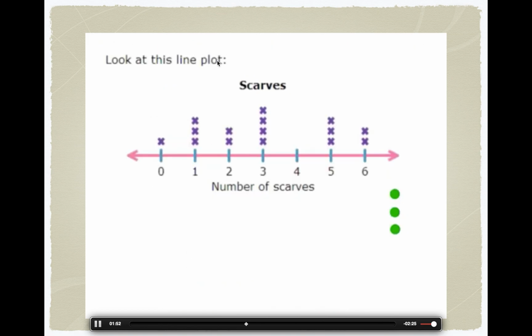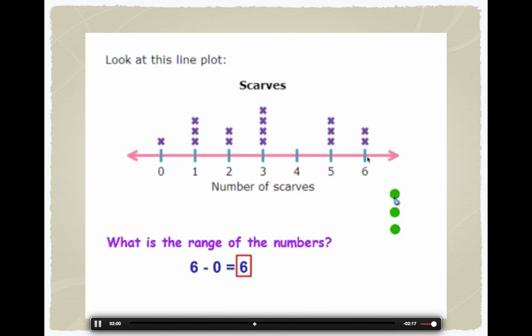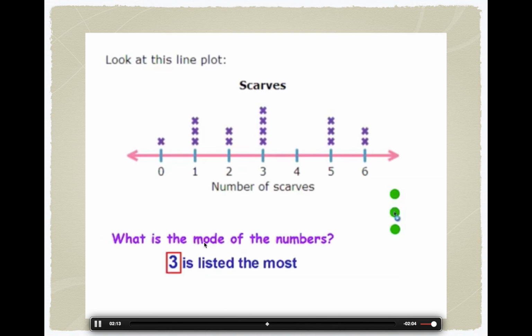Now, look at this line plot. Scarves. So the first question we're going to look at: what is the range of the numbers? So the biggest number on this line is 6, the smallest number is 0. So the range is 6 minus 0, which is 6. Now, next question. What is the mode of the numbers? So you can see here that number 3 repeats itself the most. It repeats itself 4 times. So the mode is 3.